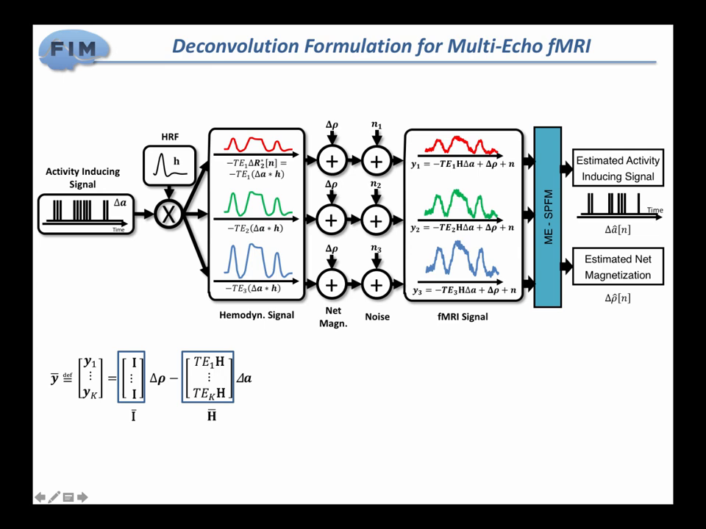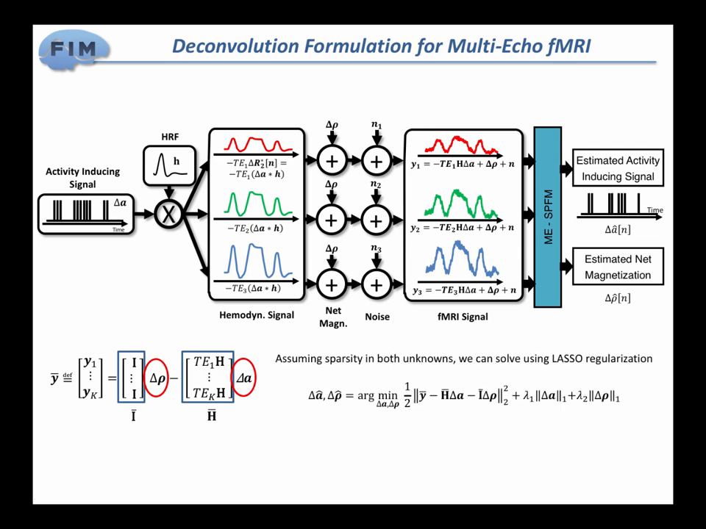If we were to put this in very compact matrix format, what we have here is our unknowns, the delta rho and the delta A, which is the activity-inducing signal, as in the previous case. In order to solve this, we're going to have to impose some extra constraint or assumption. And we're going to impose the assumption that both these two things are sparse in time, okay? We've also been playing with other models where we don't impose the sparsity on the delta rho, but just for today, let's go with this simple formulation.